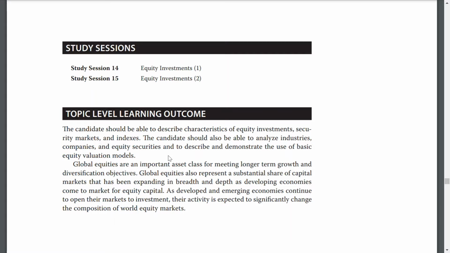Global equities are an important asset class for meeting longer-term growth and diversification objectives. Global equities also represent a substantial share of capital markets that have been expanding in breadth and depth as developing economies come to market for equity capital, as developed and emerging economies continue to open their markets to investments. These activities are expected to significantly change the composition of world equity markets.